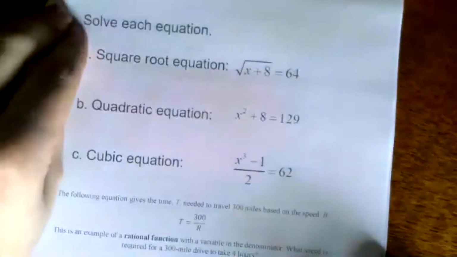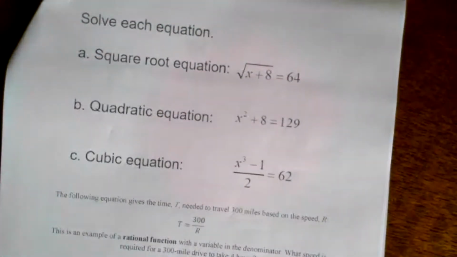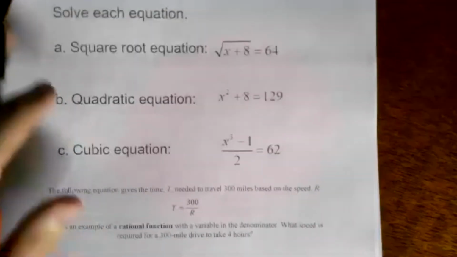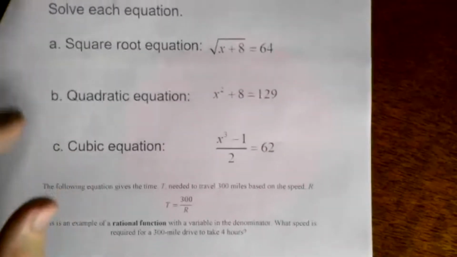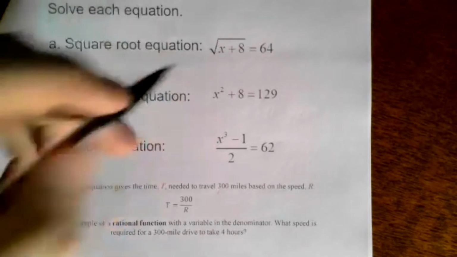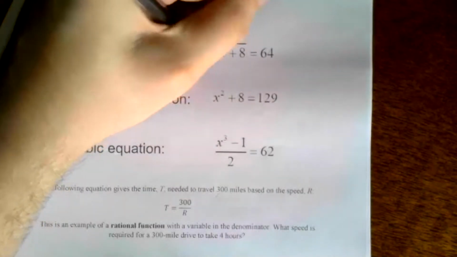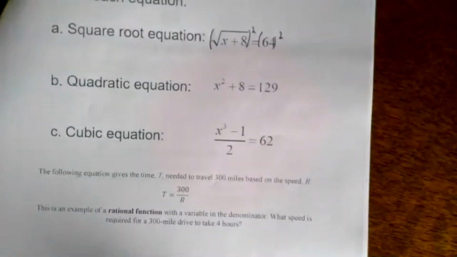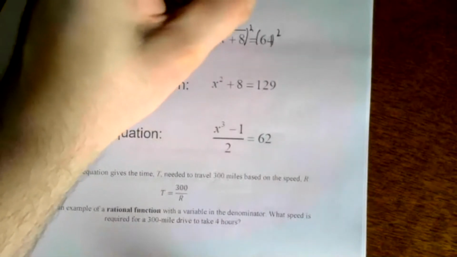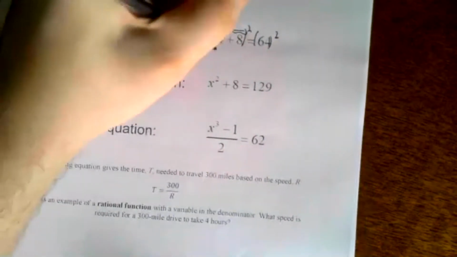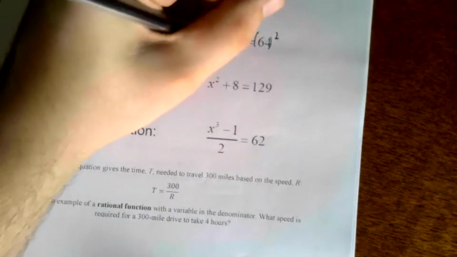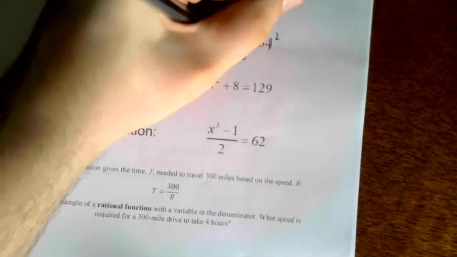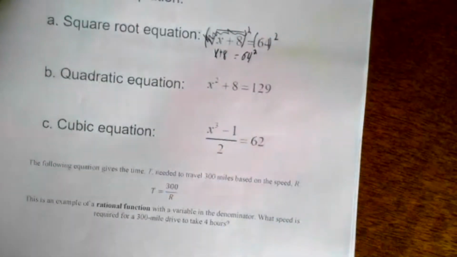So this one says solve each equation. So we're going to do a little bit more solving here. So we have a square root equation on the first one. So what I'm going to do is the opposite operation that's being done to x. So in this case, it's square rooting. So we're going to square instead. So I'm going to square both sides. Okay. So the square root cancels out. We get x plus 8 on the left. And on the right, we get 64 squared. So I'm going to leave it at 64 squared because I know it's going to be a really big number.